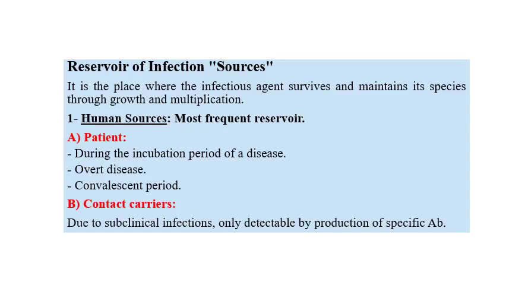Their immune system may be good, so they will not be a patient, but they have subclinical infection. So this can be only detectable by the production of specific antibodies. If we take a sample from their serum, we can detect the specific antibodies of this organism.